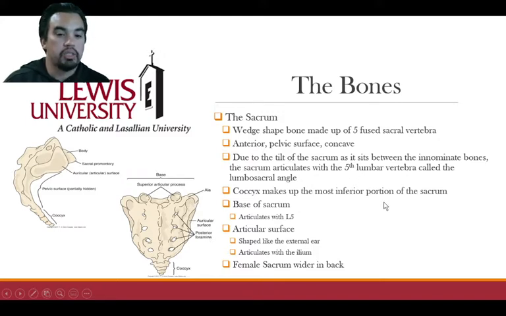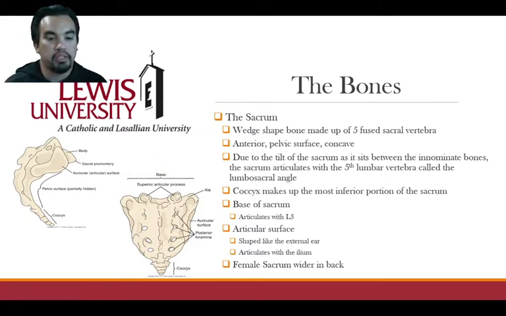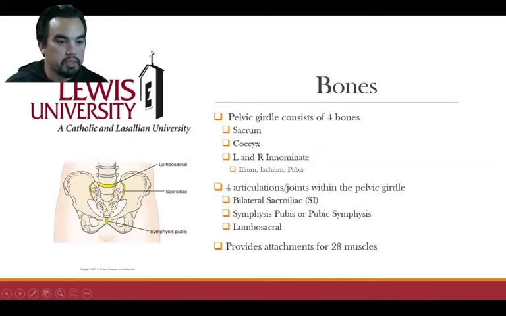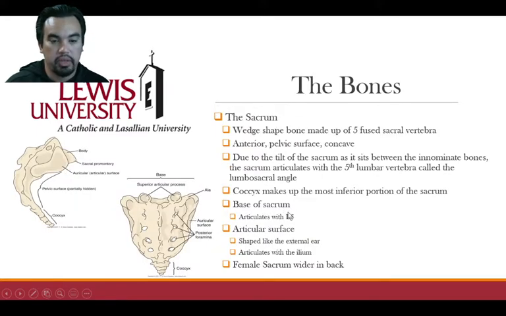Due to the tilt of the sacrum as it sits between the innominate bones, the sacrum articulates with the 5th lumbar vertebra, and that's what they call the lumbosacral angle. We'll dive into that a little bit later, but what that pretty much means is the angle at which this bone and this joint sit is called the lumbosacral angle. It really makes up a lot of the dysfunctional postures that we see in many of our patients or clients.